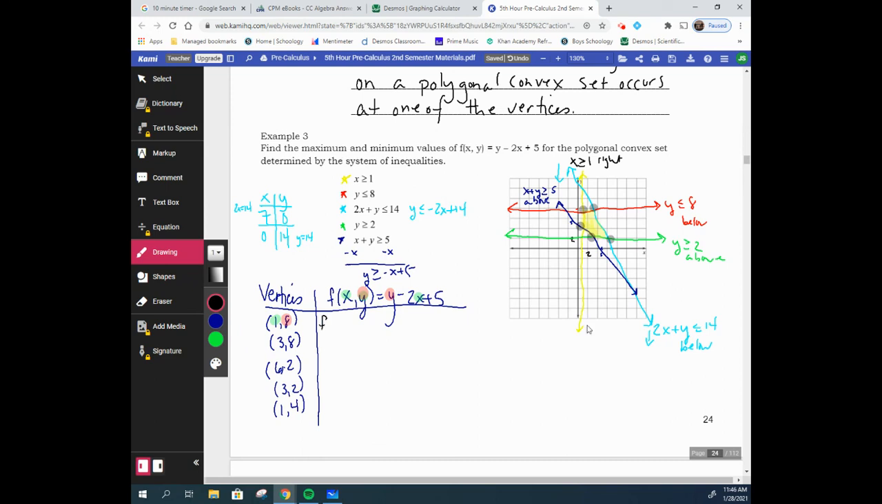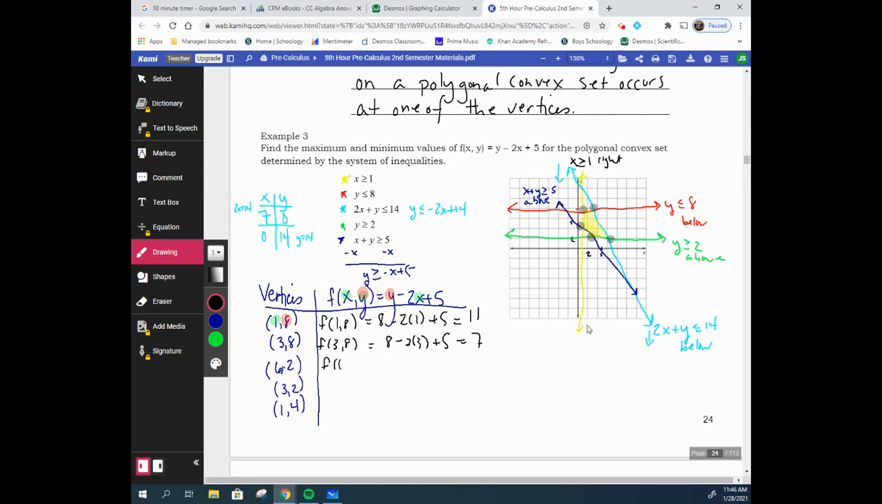So f of 1, 8 would mean I'm going to put 8 in for y minus, I'm going to put 1 in for x, plus 5. And I'm going to see what that comes out to be, which is 11. Then I'm going to put 3 in for x and 8 in for y. So I'm going to do 8 minus 2 times 3 plus 5, which is 7.